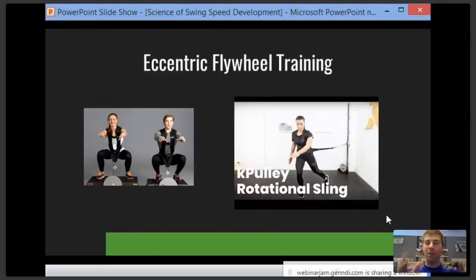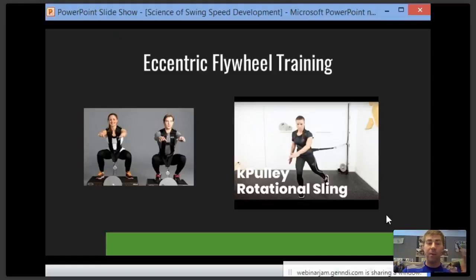So the single arm, lightweight, high rep stuff, supplemental, I'll leave it at that. Getting into the speed stuff. So this is the next study we did on eccentric flywheel training. If you guys here, you've seen the K pulley, which is on the right there, and then you've seen the K box, which is on the left.